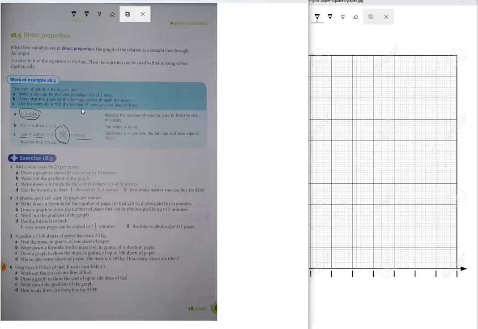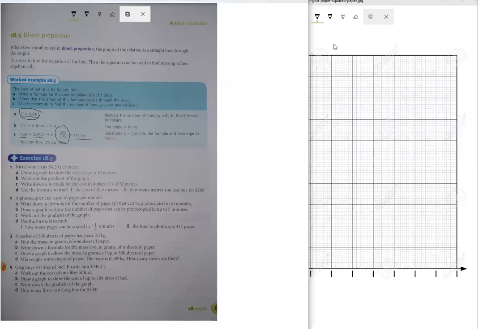It's quite easy, right? Okay, now next, I want to show you the question from exercise 18.5. Let's see number 1. A metal wire costs $6.20 per meter. That means 1 meter is 6.20. So they ask you to draw a graph to show the cost up to 10 meters.